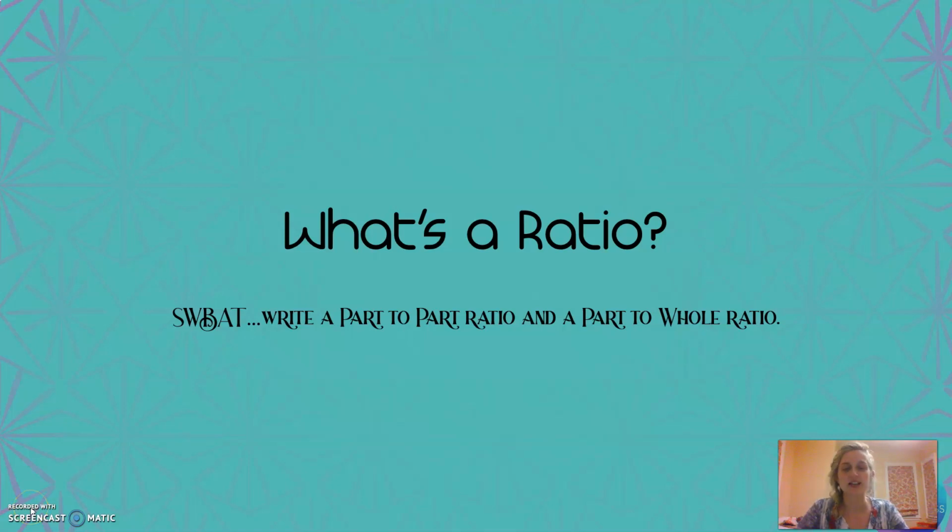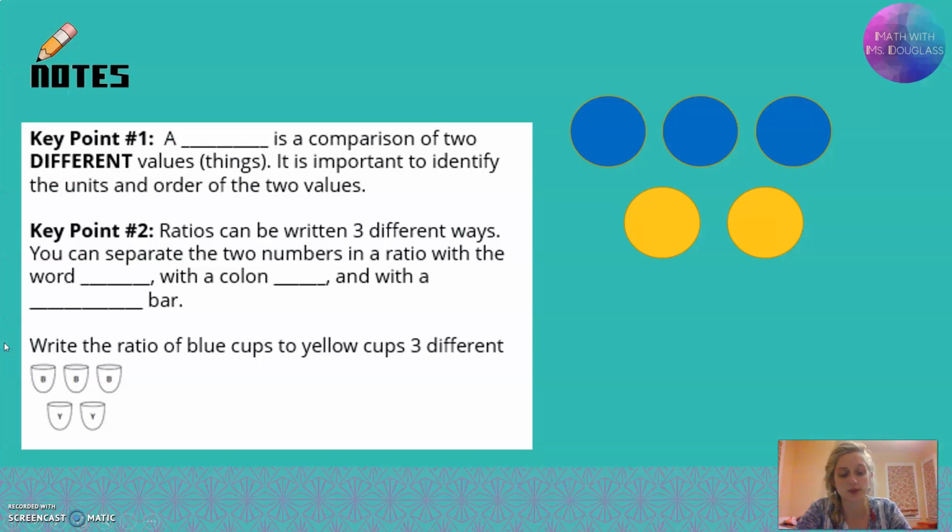Hey mathematicians, let's talk about what a ratio is. We're going to talk about how to write a ratio and the two different types of ratios that we'll be dealing with.